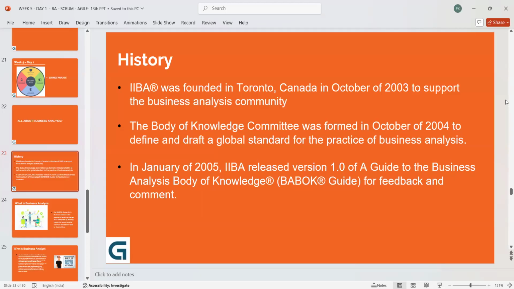Everybody with me? This is just a theory part for you to understand the background of how and when it started. So this is just an FYI, just for information's sake.